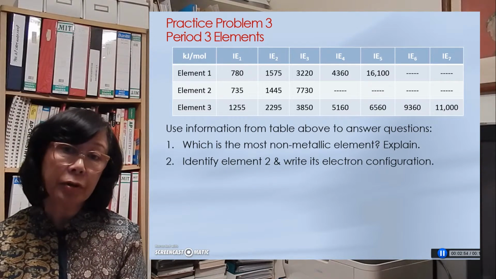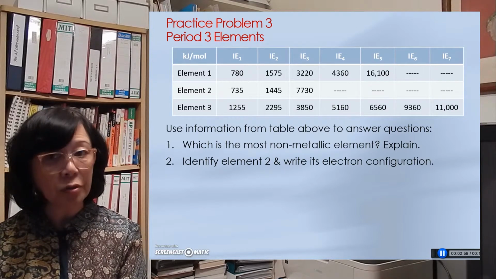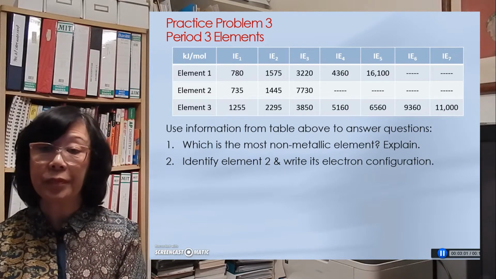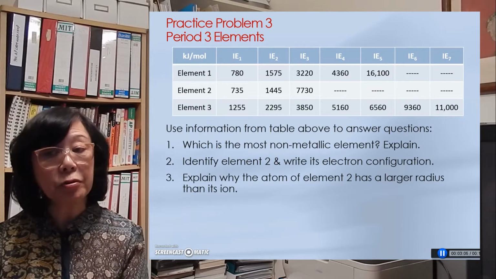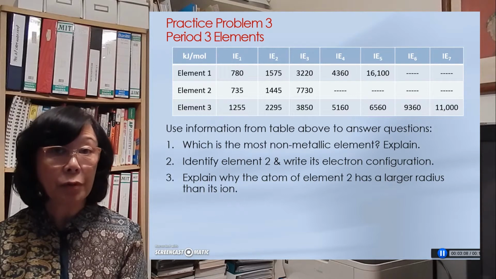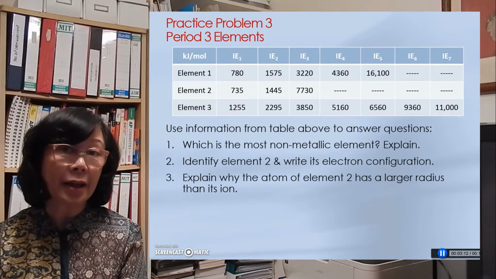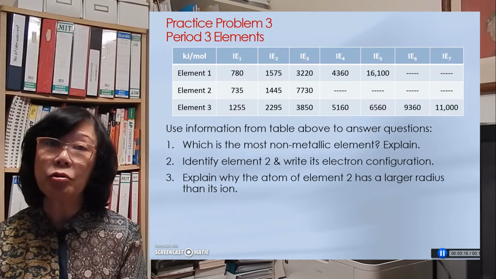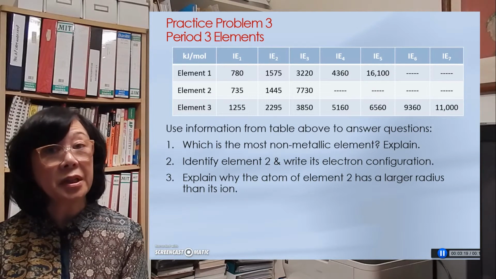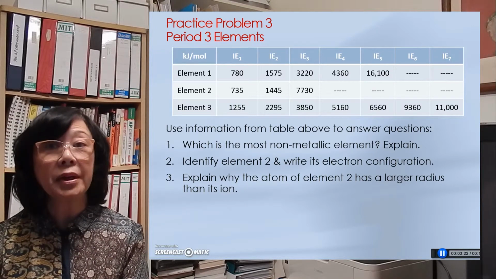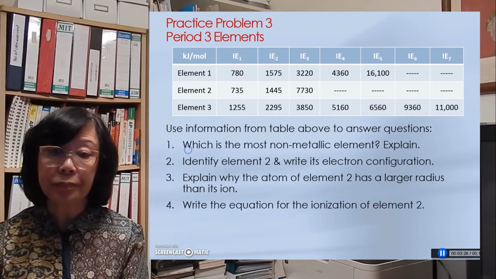Identify element 2. Look at element 2. It has a big jump between the second and third ionization energy, so probably this is magnesium with 2 valence electrons. Explain why the atom of element 2 has a larger radius than the ion. Remember, metallic atoms tend to lose electrons to become metallic ions. After losing the electrons, the remaining electrons are held more closely to the nucleus, making the cation smaller than the parent atom.